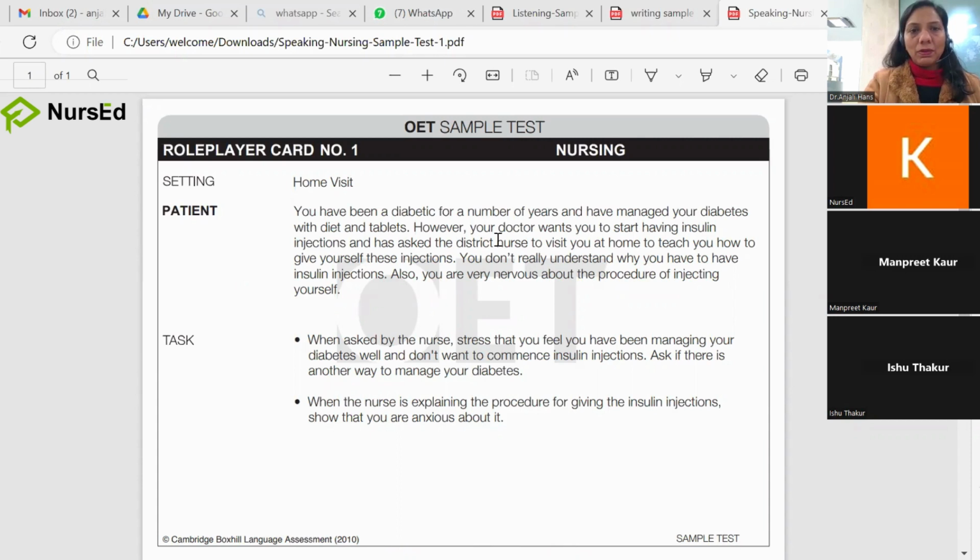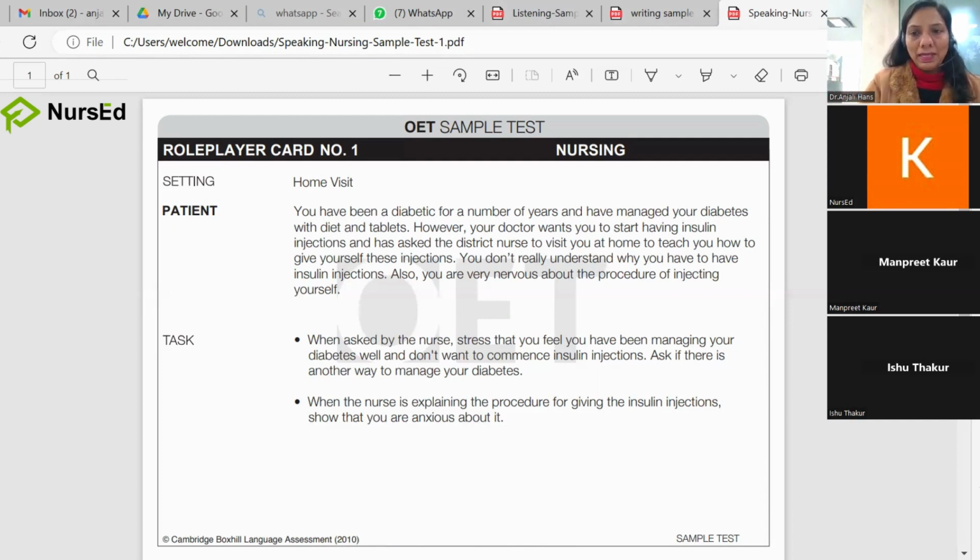Okay, so this one is the sample test you can see here. The setting is home visit. This is the last skill sample test we are doing, that is the speaking test. That is the most important one.